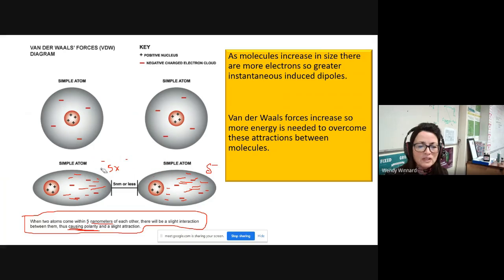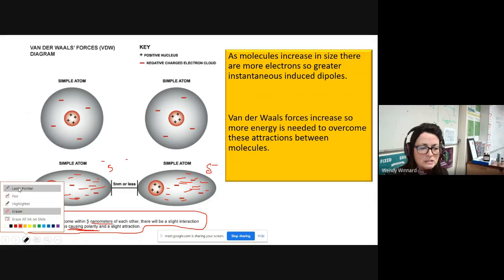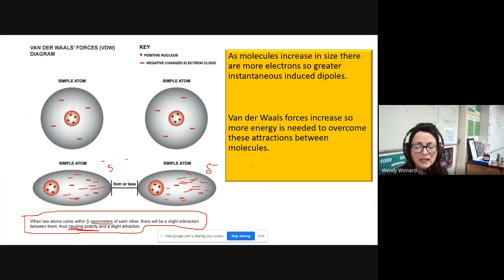These are the only intermolecular forces in non-polar molecules. So they exist between all molecules, polar and non-polar, but they're the only forces of attraction between non-polar molecules. So remember, when we talk about a polar molecule, it has to have a dipole in it. So the only force of attraction between non-polar molecules.